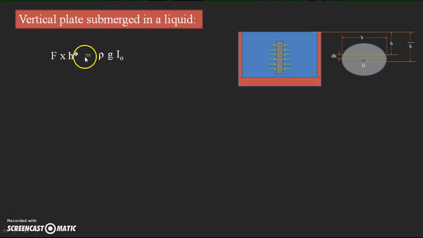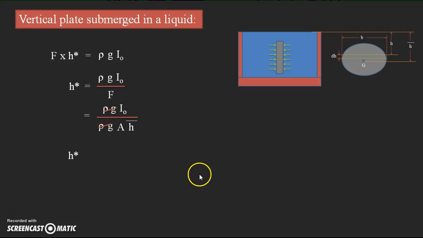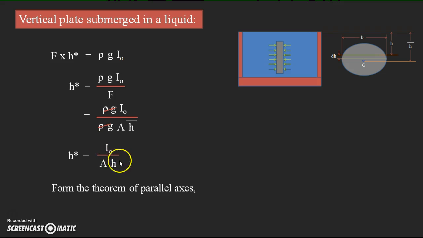In this condition we have to find h star, which is the location of the center of pressure from the free surface. So h star is equal to rho g I naught by F. Again, F is the total pressure force, that is rho g A h bar. So rho g cancels here, and the remaining equation is I naught by A h bar. Try to consider h bar here.